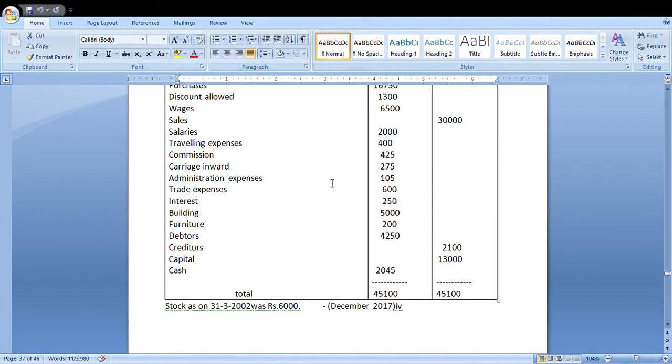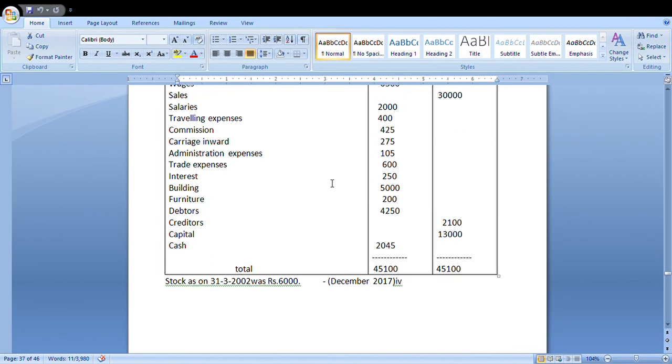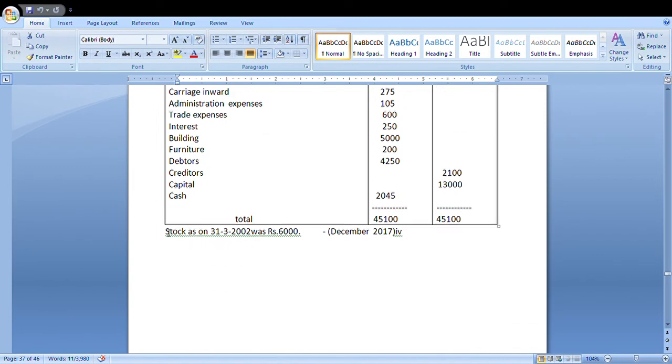All items are covered in the problem. Outside items: there are no items outside. This is already debit, and it enters the trading account, credit side.